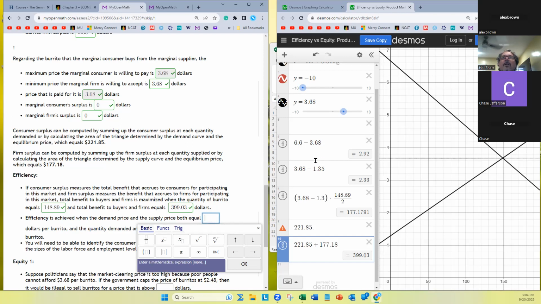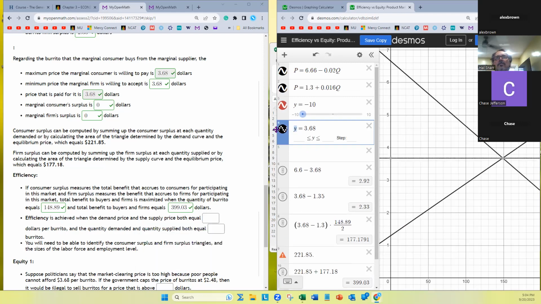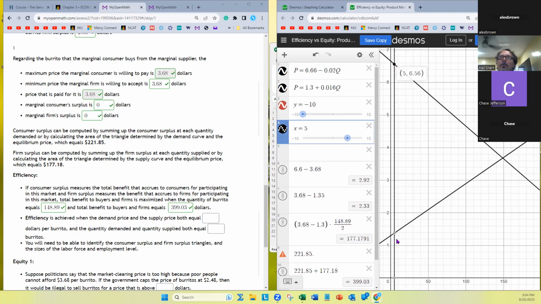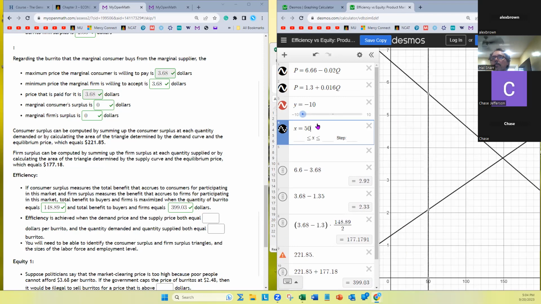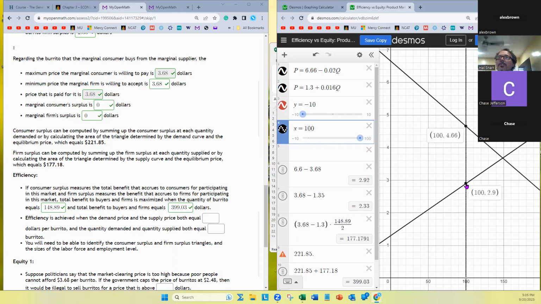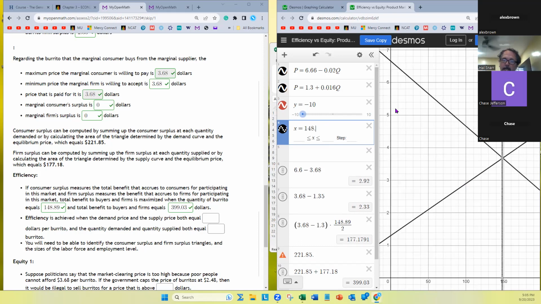No, notice right here. When I change this back to X, and I change this to say 5, is the demand price up here equal to the supply price down here? No, right? If I change this to 50, is the demand price equal to the supply price? No. If I change this to 100, is the demand price equal to the supply price? No. Where does the demand price equal the supply price? At the market equilibrium, right? When quantity is 148.89 in my case.